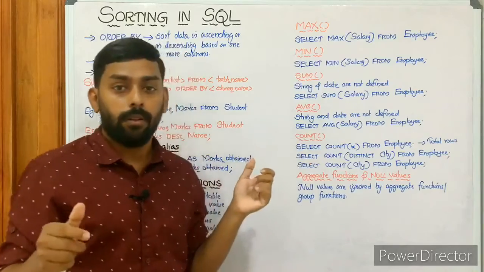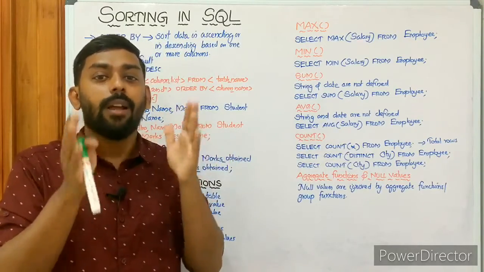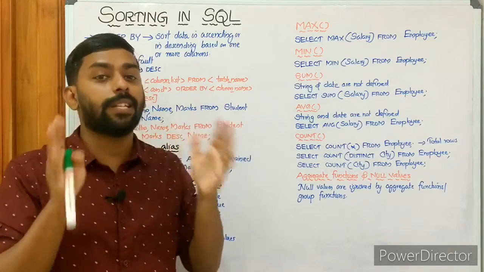Now we have count. Count is another useful function, and it has three formats: count star, count column name, and count of distinct column name.